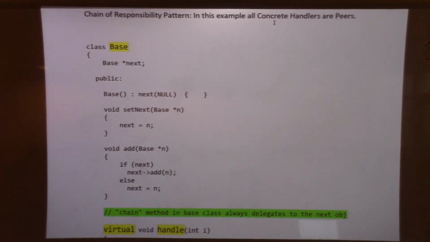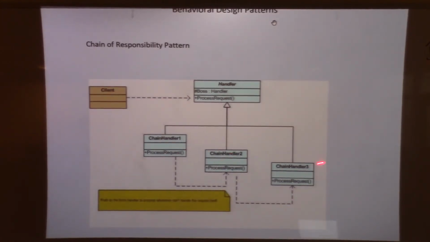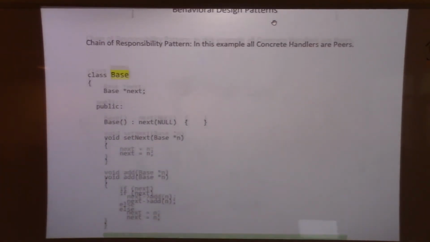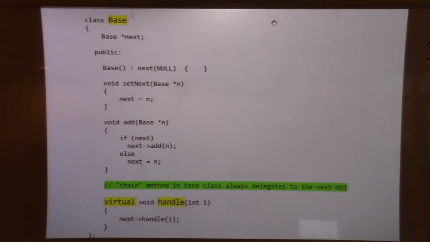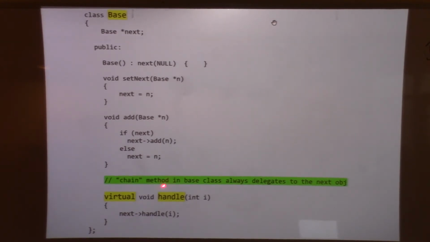That means that one of these things can point to another one, or it could be null. I could point here, and this one could be null. That's what I'm talking about. Okay, you can see that right there. If I have a base and I want to add, and I give you a pointer to another base, I say if next is true, next pointer add n, else next is equal to n. That's an important method right here, so this is the add method.